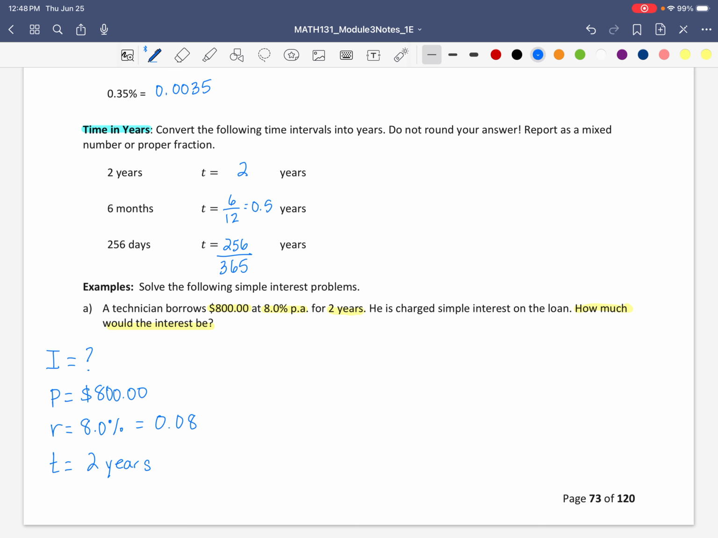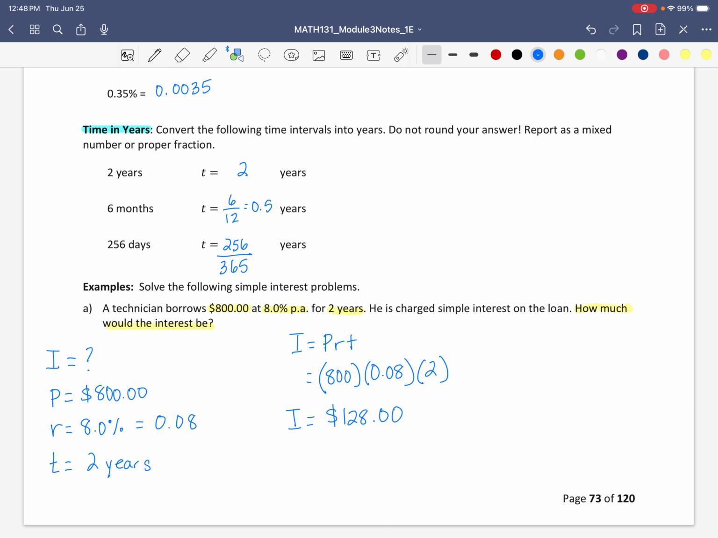So when we go back to our formula for simple interest, we have that interest is equal to PRT. Remember, it's P times R times T. So when we go to do our substitution, we have a principal of 800, a rate of 0.08, and time of 2 years. When I plug that into my calculator, I get $128 in interest.